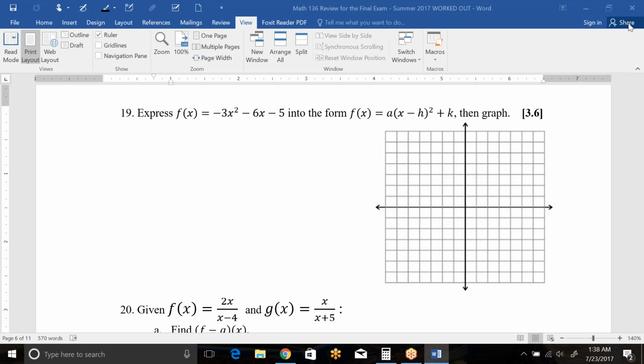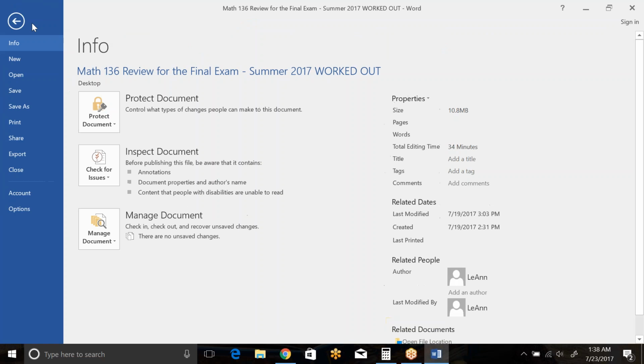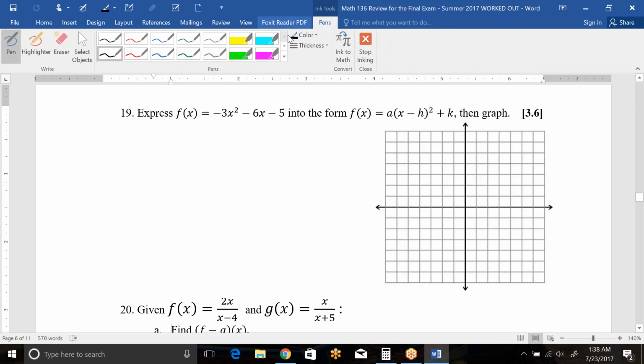All right, this is part 3 of the summer 2017 review for the final exam. We're going to be looking at the next group of problems, starting with number 19.